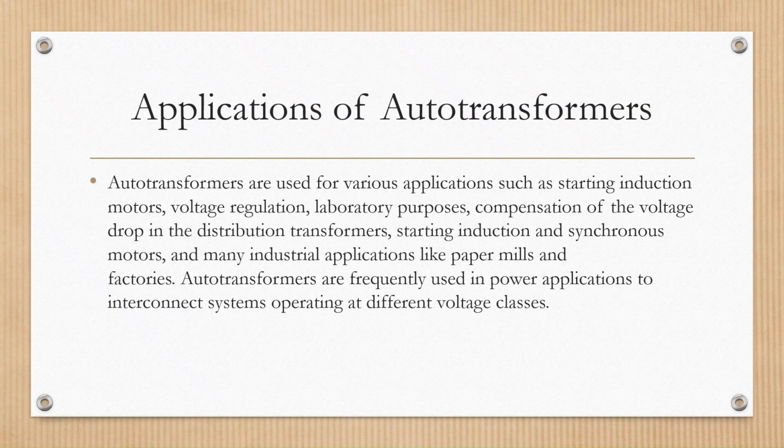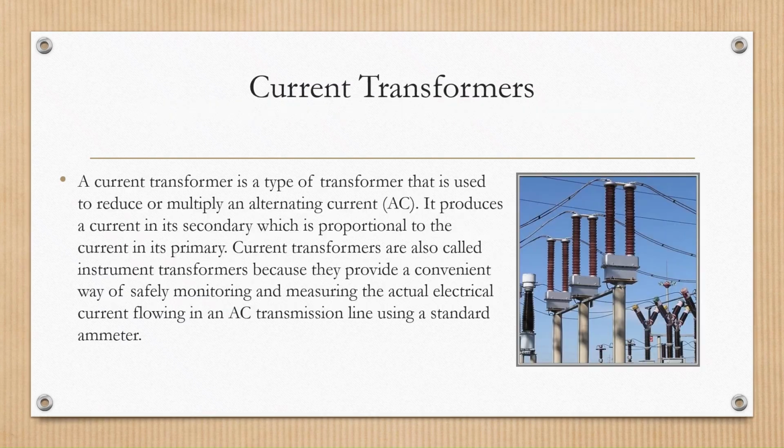Autotransformers are frequently used in power applications to interconnect systems operating at different voltage classes. A current transformer is a type of transformer that is used to reduce or multiply an alternating current, AC. It produces a current in its secondary which is proportional to the current in its primary. Current transformers are also called instrument transformers because they provide a convenient way of safely monitoring and measuring the actual electrical current flowing in an AC transmission line using a standard ammeter.